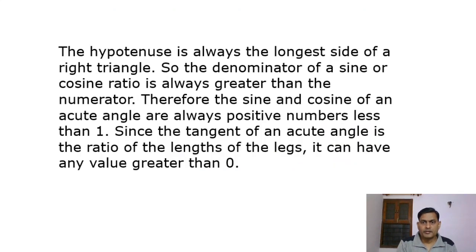The hypotenuse is always the longest side of a right angle triangle. So the denominator of a sine or cosine ratio is always greater than the numerator. Therefore, the sine and cosine of an acute angle are always positive numbers less than 1. But in case of tangent of an acute angle, the ratio is of the lengths of the legs. It can have any value greater than 0 because there is no hypotenuse.